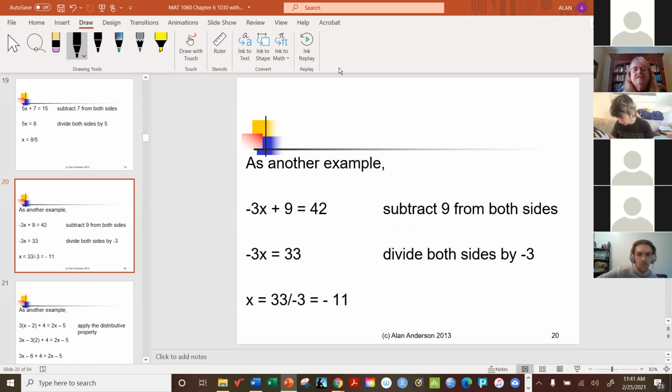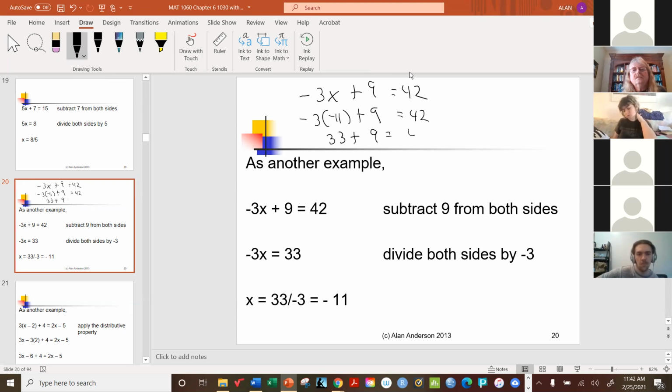And we can prove it again by very simply replacing that x with -11 and seeing if it works. Oops, this is equals, sorry. And that proves that this is correct.